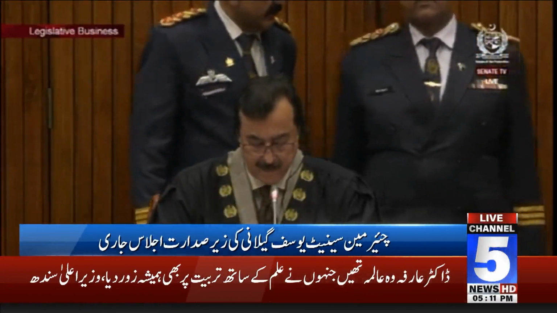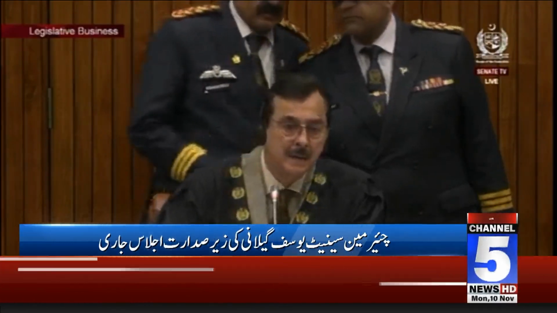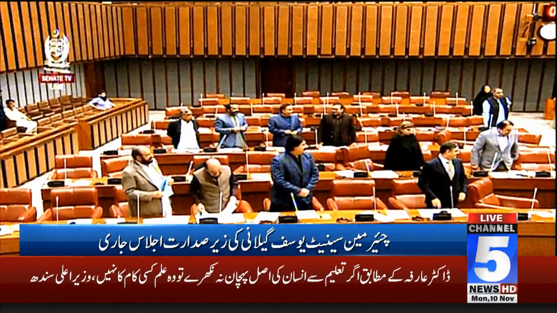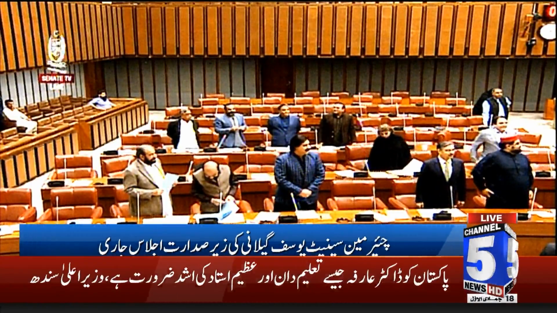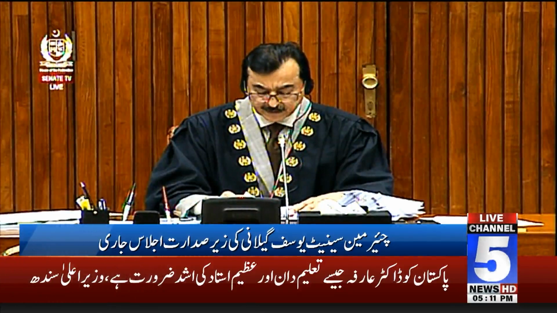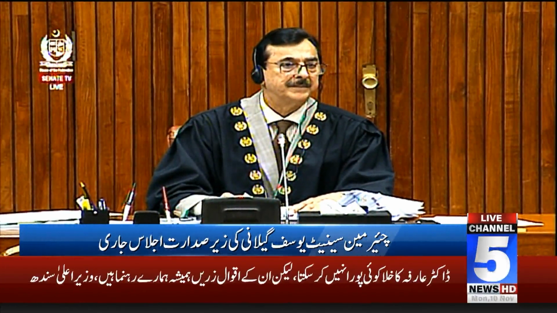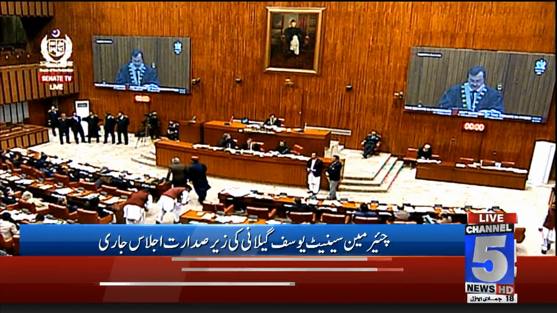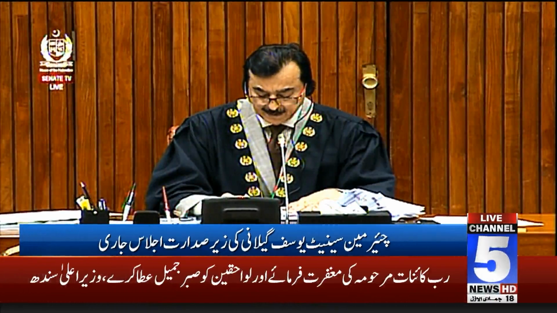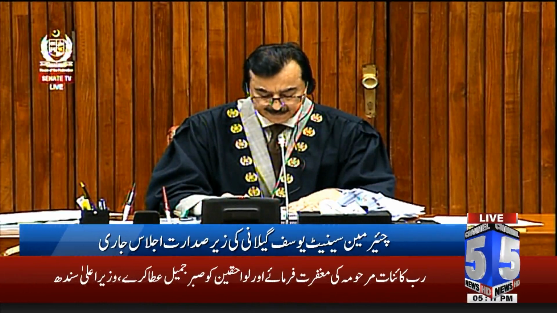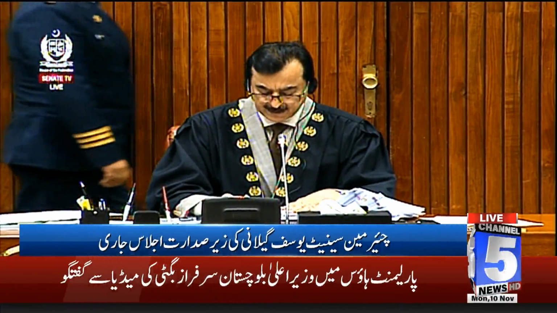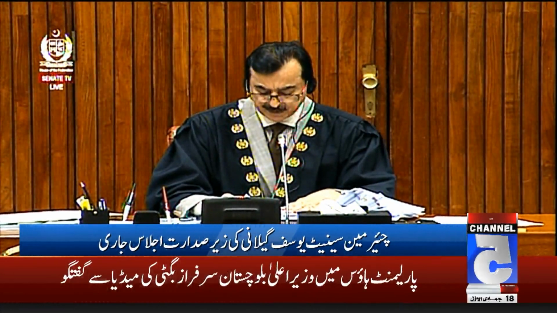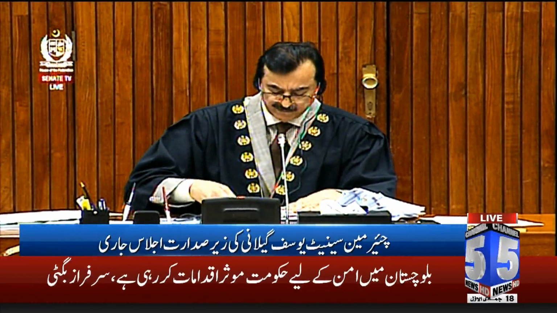The question is that clause 13 do form part of the bill. May rise in their seats. Count to be made. 64 members have voted in favor of clause 13 and none are against it. So the motion is carried by the votes of not less than 2/3 of the total membership of the House. Clause 13 therefore forms part of the bill.